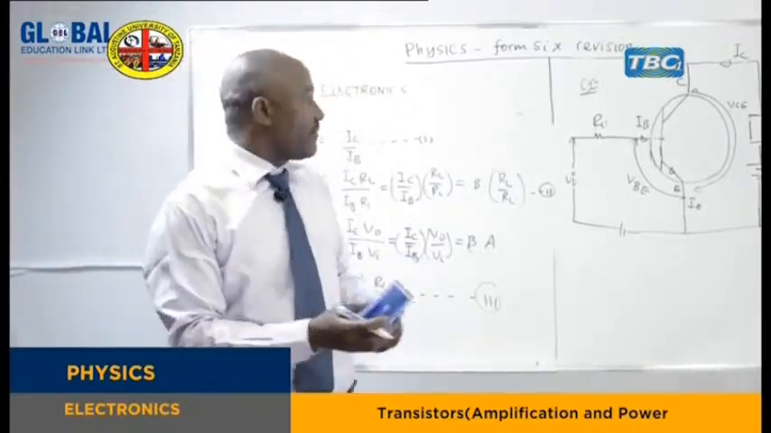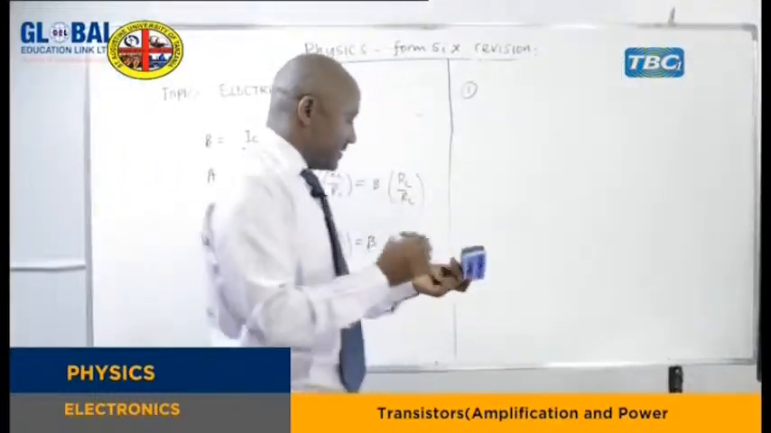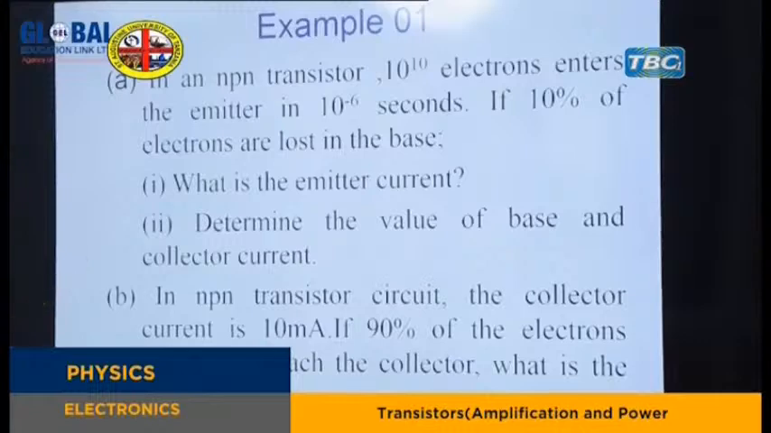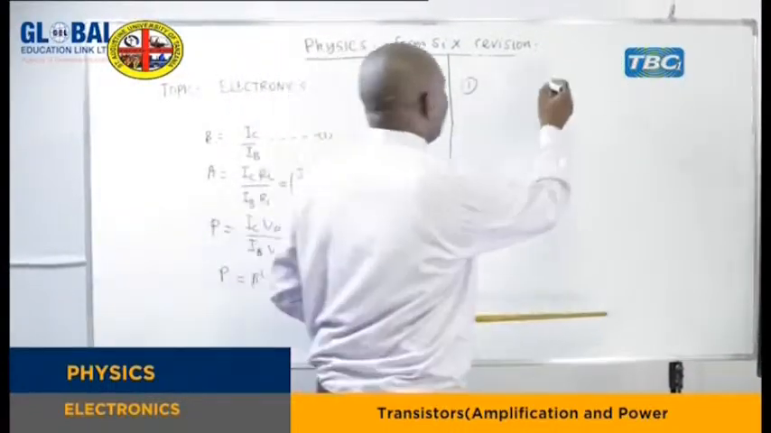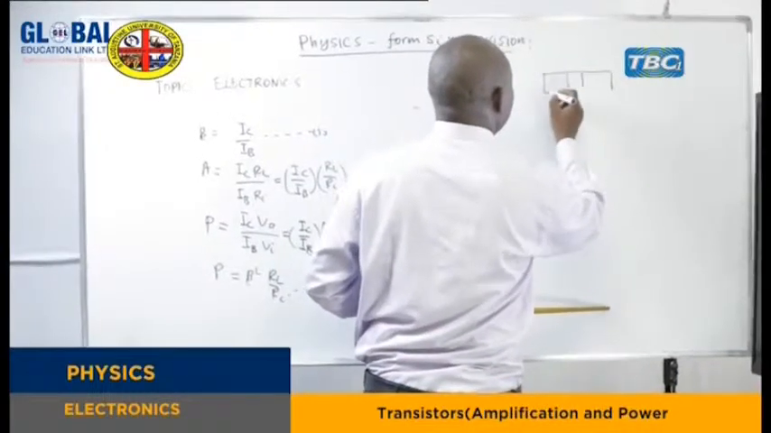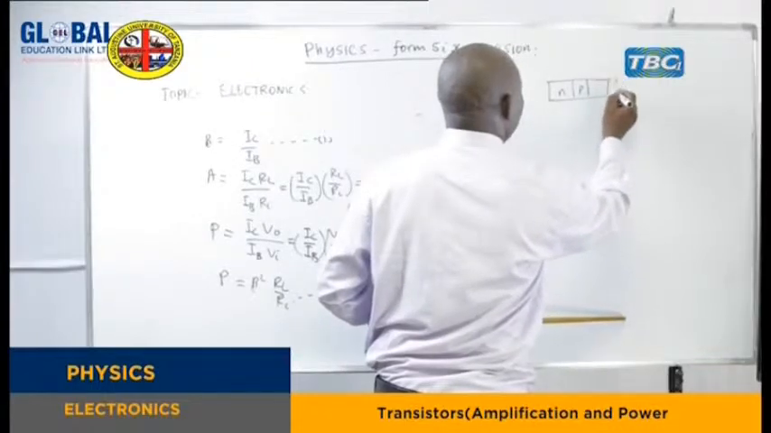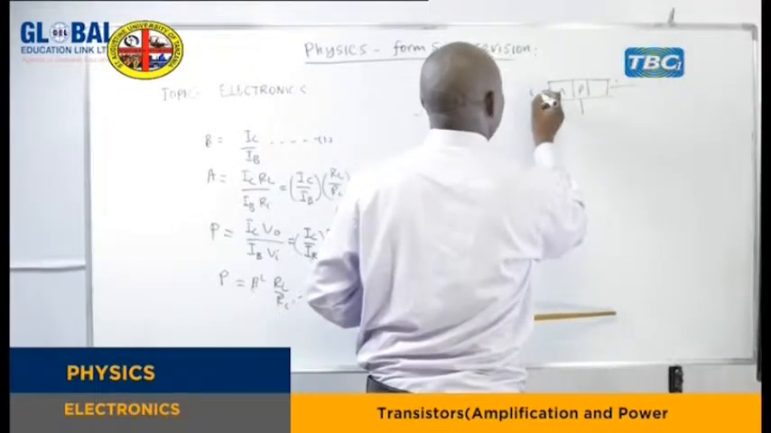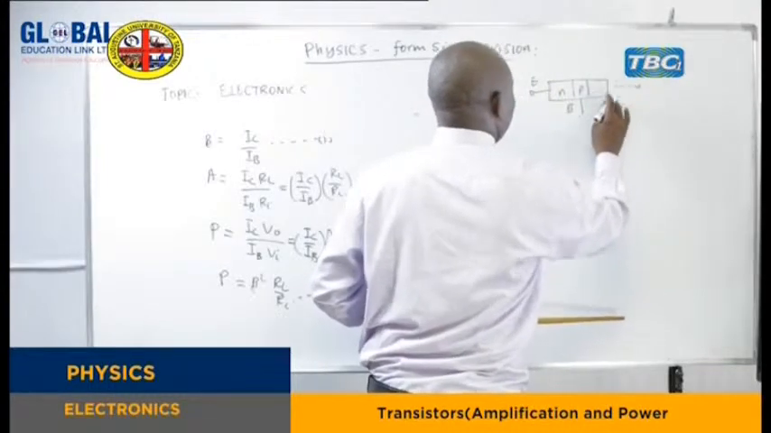Okay, let's see now example number 1. The question says, an NPN transistor, if you go back, just refer to what we discussed about this. If you don't remember, just draw this kind of transistor, NPN, and then it's easy now to recall. This is emitter, this is our base, this is our collector, okay?